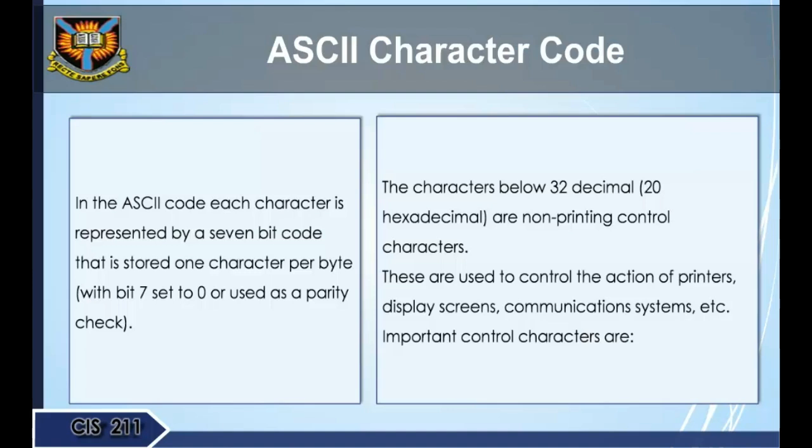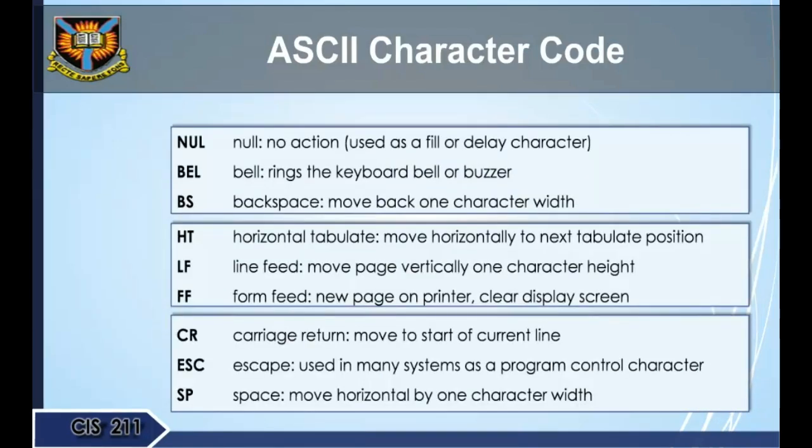Important control characters are NUL, null, no action, used as a fill or delay character. BEL, bell, rings the keyboard bell or buzzer. BS, backspace, move back 1 character width. HT, horizontal tabulate, move horizontally to next tabulate position. LF, line feed, move page vertically 1 character height.